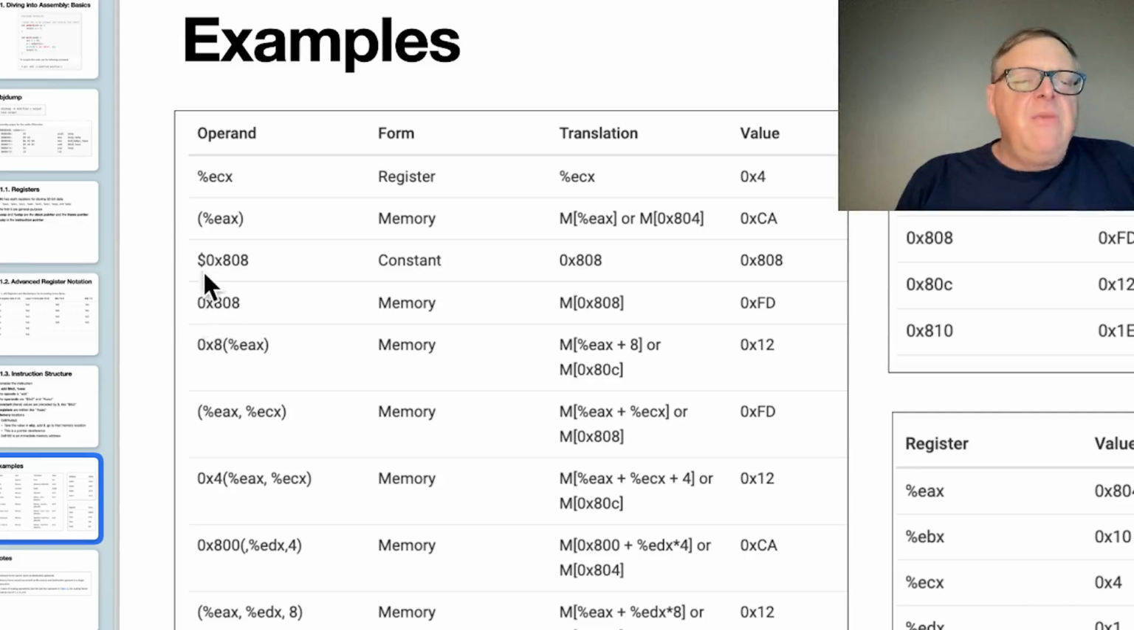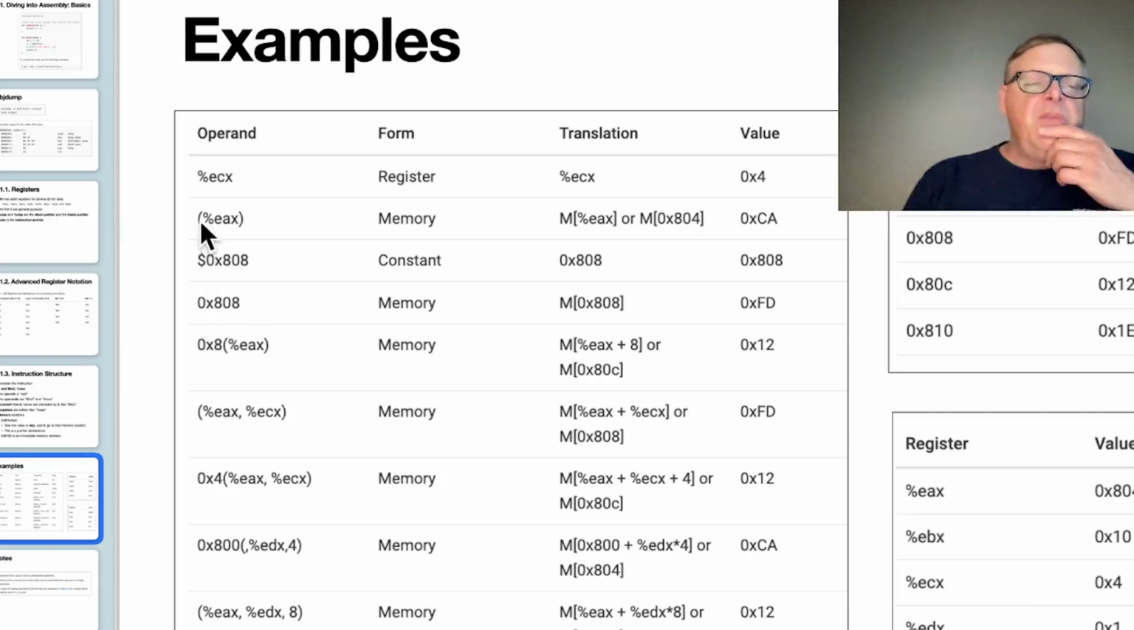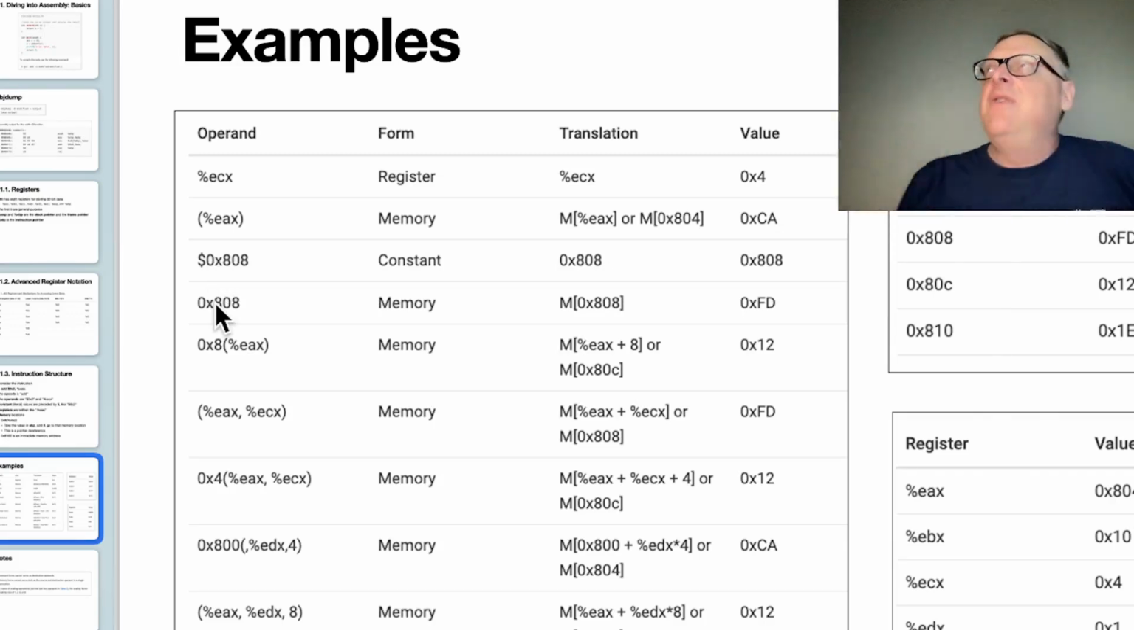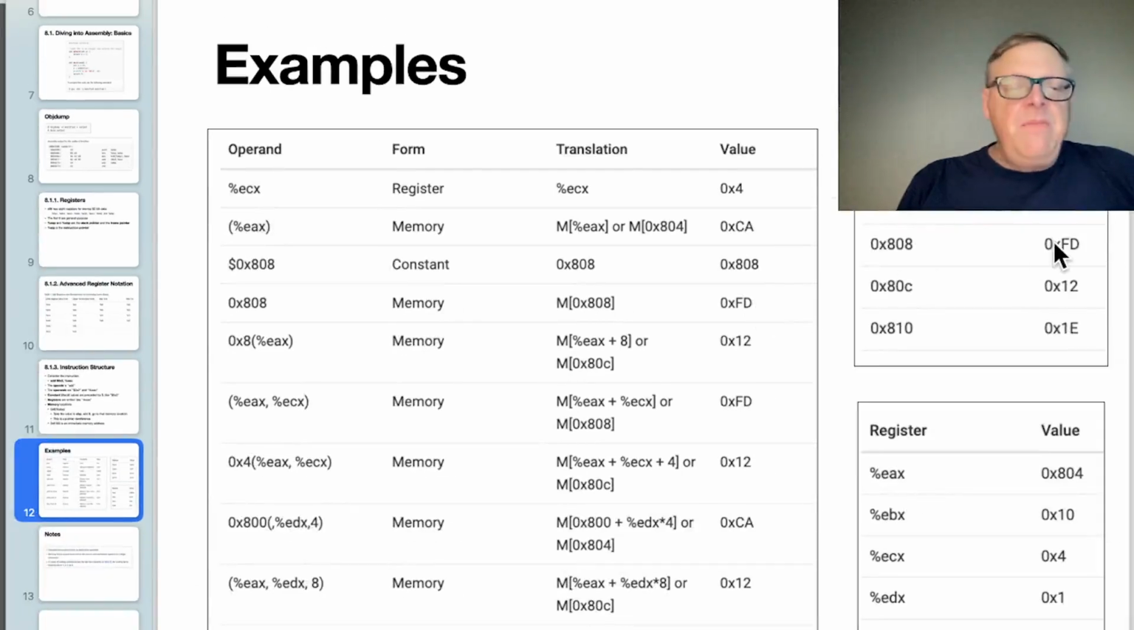This is memory without the dollar sign. I see. I thought it was the parentheses. Okay, so without the dollar sign, an immediate value refers to a memory address. That's interesting. I didn't know that. I thought you always had to have the brackets or parentheses around it, but that's because I'm used to the Microsoft syntax, which is the Intel one, I think. Anyway, so that's a memory address, which would be 808, FD.